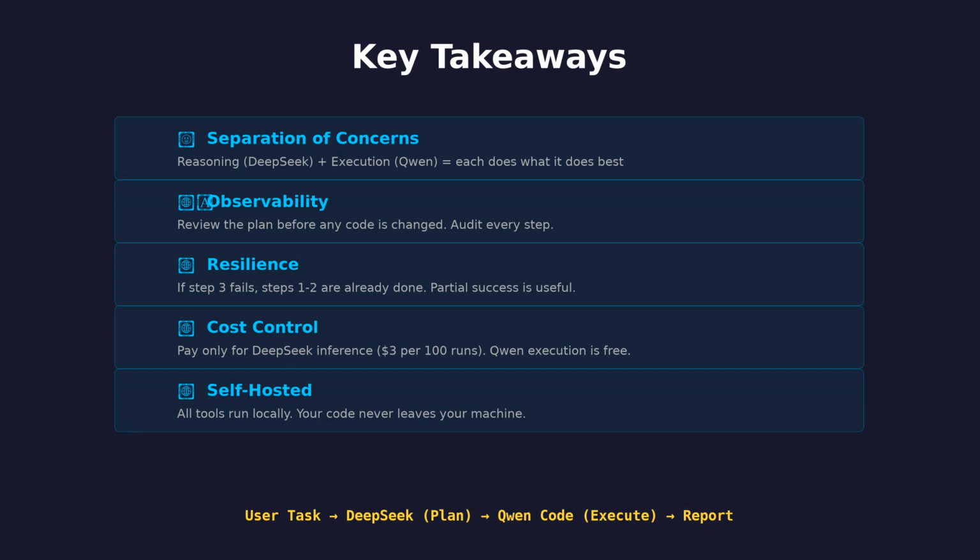To summarize, you now have a working, extensible pipeline. User task goes to DeepSeek for reasoning and planning, then to Qwen Code for execution, and you get a clean report at the end. This pattern, reasoner plus executor, is becoming the standard for AI-assisted software engineering. The specific tool combination of DeepSeek and Qwen Code gives you 10 to 20 times cost savings over US alternatives, without sacrificing capability. The code is yours. The pipeline is yours. Every step is observable, retryable, and auditable. That's the difference between using AI as a chatbot and using AI as an engineering multiplier.